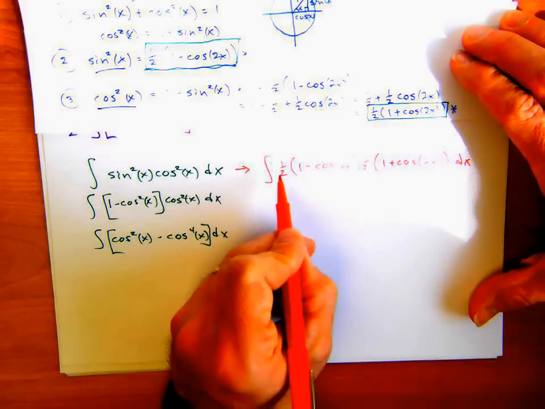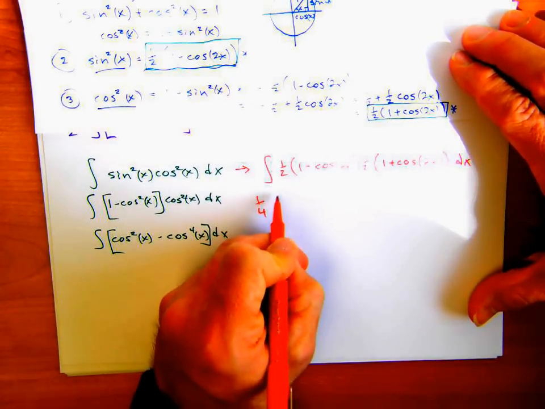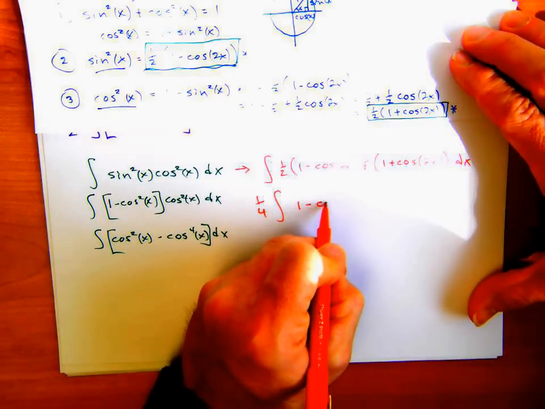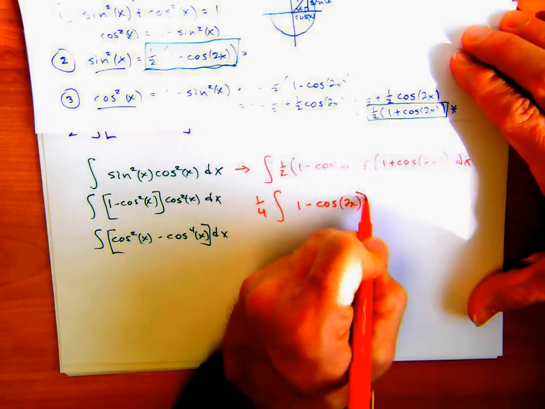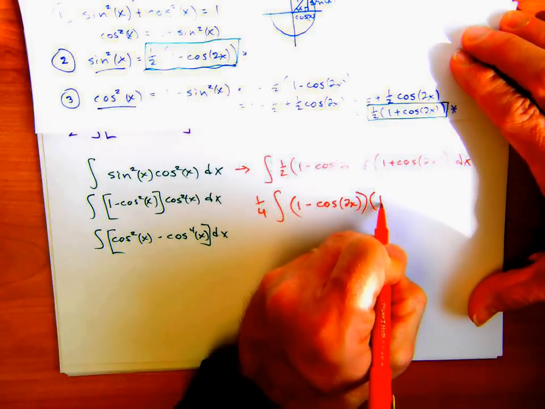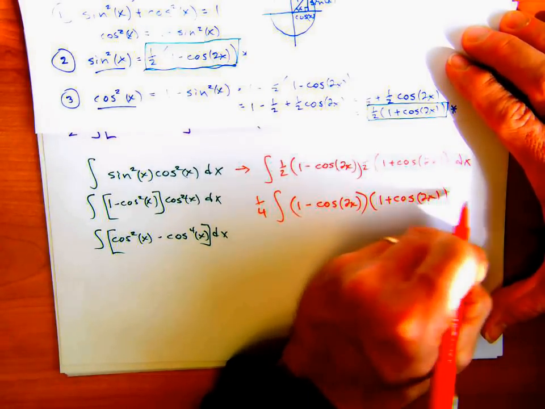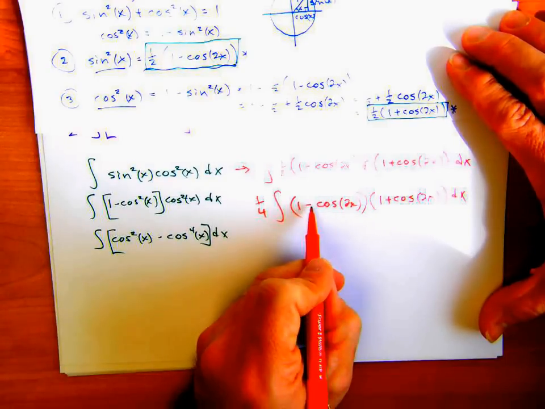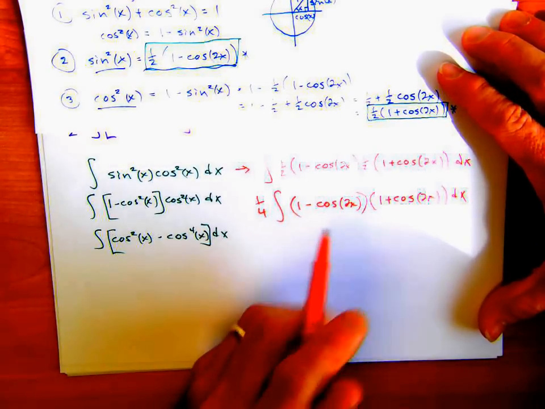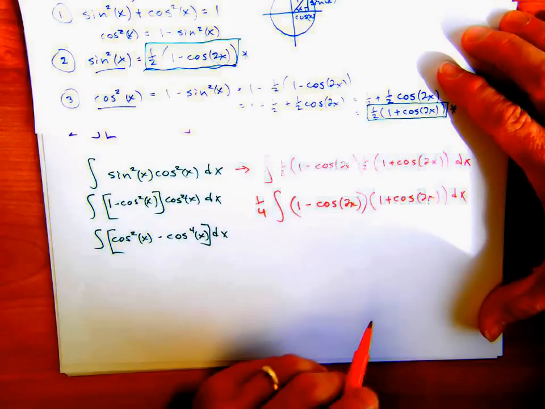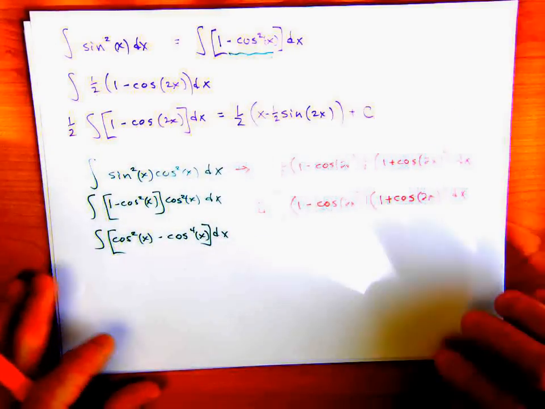So first we have this 1/2 times 1/2, and that's a 1/4 that can come out front. All right, so now I got 1 minus cosine 2x times 1 plus cosine 2x. Now, at this point, I know a lot of people would like to integrate these separately and then multiply after they integrate. But if we could do that, we wouldn't need integration by parts. We don't need this anymore.